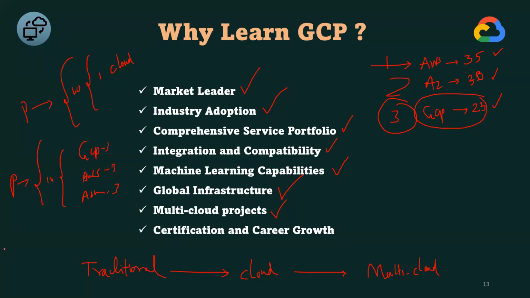It's because one service is very good on one cloud platform, and another service is very good on another cloud platform. So you will be using whichever services are good on each cloud platform. You can use it like that. So that's where the next cloud era is multi-cloud. So you must learn GCP.